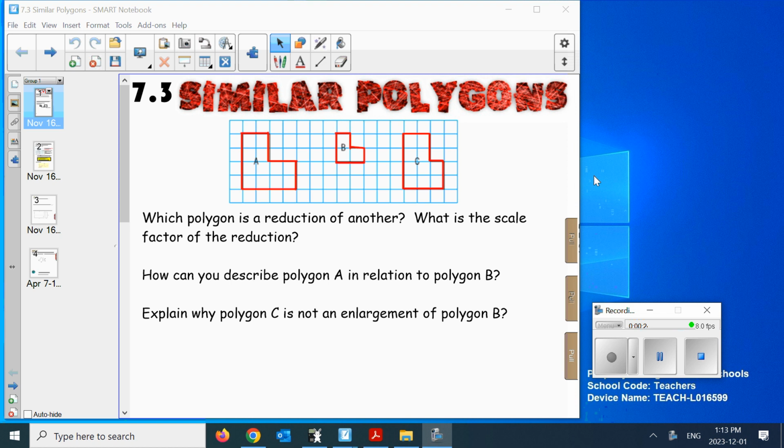So polygons, multiple sides. That's poly. Later on, we're actually going to look specifically at triangles too. Now, which polygon is a reduction of another? What is that scale factor? So we have to have the same what we call proportions too.